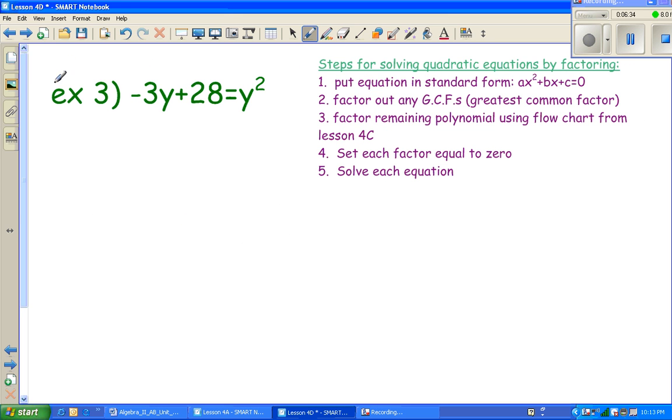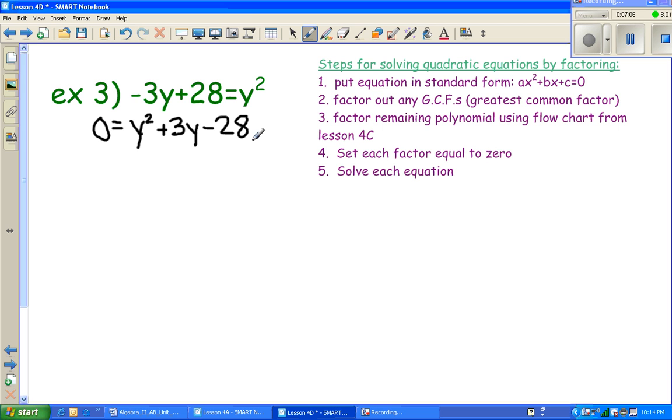Okay, so if you look at our example, 3 is not currently in standard form. So what we want to do initially is to put it in standard form. So I'm going to try to keep that leading coefficient positive. So I'm going to move everything to the other side. Leave the y squared there. Move the negative 3y to the other side, giving it a positive 3. And move the positive 28 over to the right, making it negative 28. So now we're in standard form.